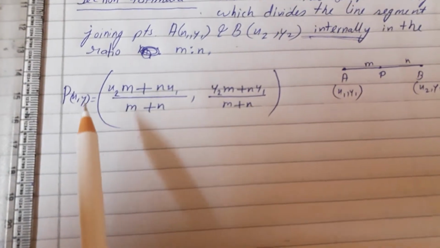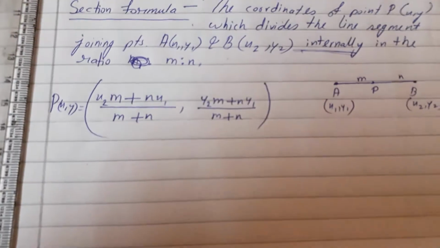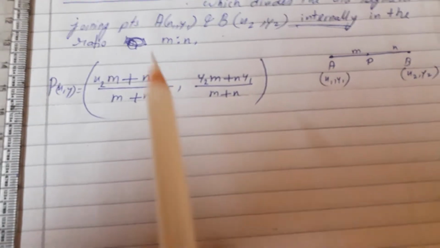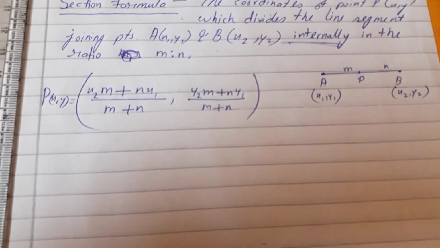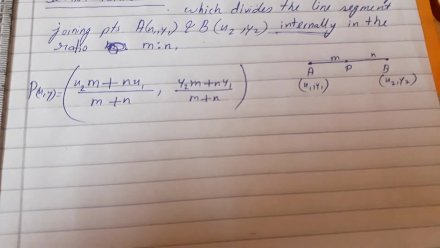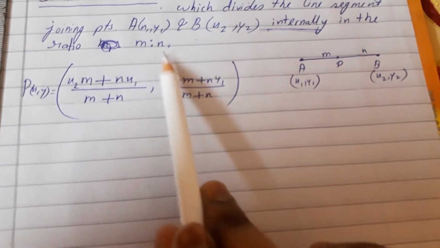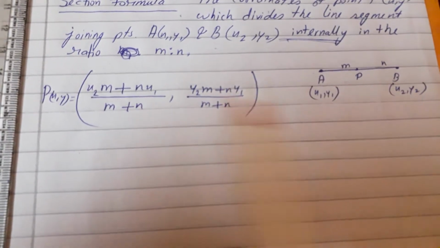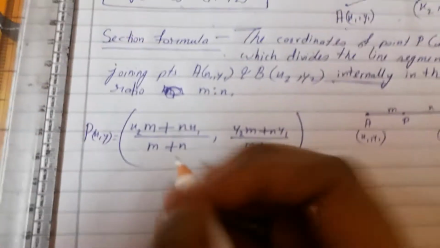Okay, so when you go to write this formula, first you only have to write the sum of the ratios by which P divides AB. Here the ratio is m is to n, so the sum of the ratios you have to write is m plus n.